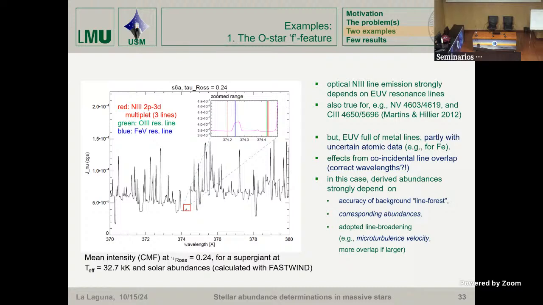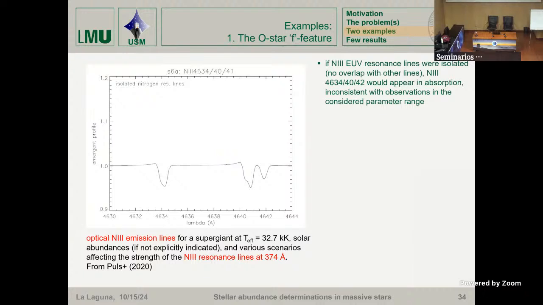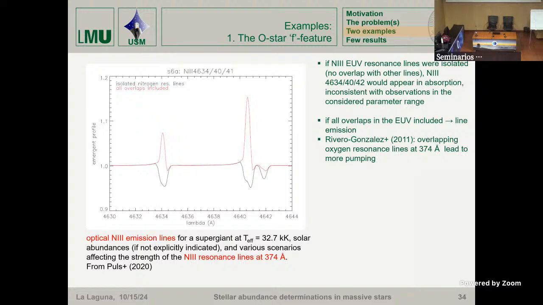Then, of course, we have to know the abundances, not only of the element which we are analyzing, but also of those which are overlapping here. And finally, we have to know the line broadening, particularly the so-called microturbulence. So let's make a test. Without any line overlap in the EUV, there would be no such emission lines, at least at cooler temperatures. They still would be in absorption. When we include all the line overlaps, then we get this one. So you see, that's quite a difference with and without such line overlaps. Good.